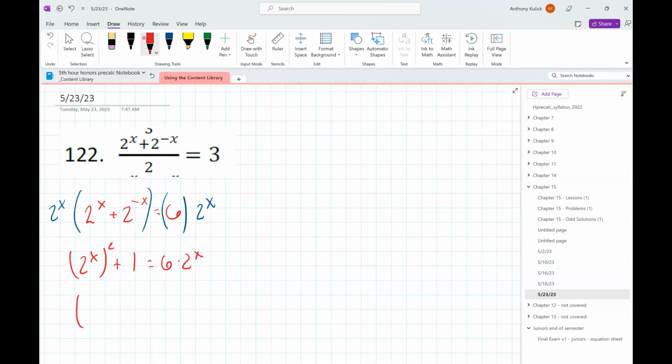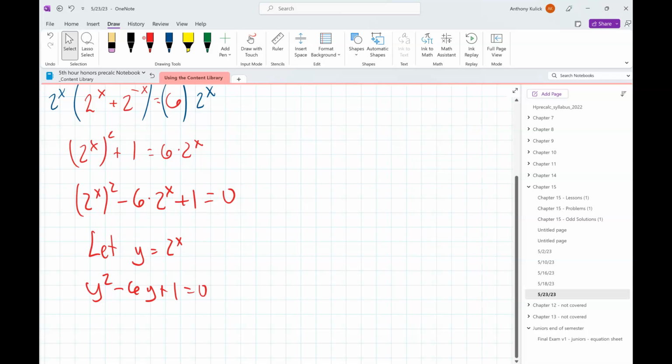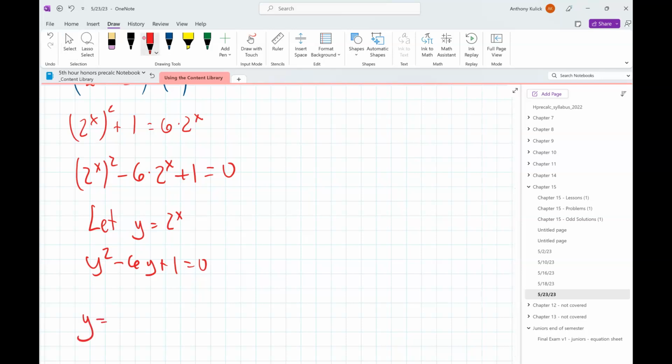I'm going to move everything onto one side. And then we'll think about this like a quadratic. So if we do that, it's really like y squared minus 6y plus 1. To solve that quadratic, I could try factoring, but obviously there's not two things that multiply to give us 1 and add to give us negative 6. So we have to use the quadratic formula.